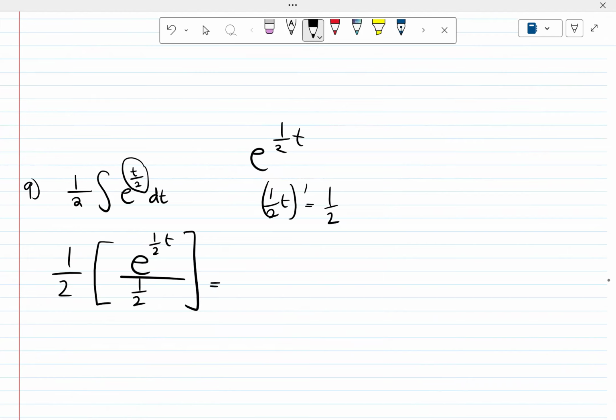Clean this up, and the 1/2 cancels. So you're just left with e to the 1/2 t, or e to the t over 2. And then because we don't have any boundaries, it's going to be plus c.